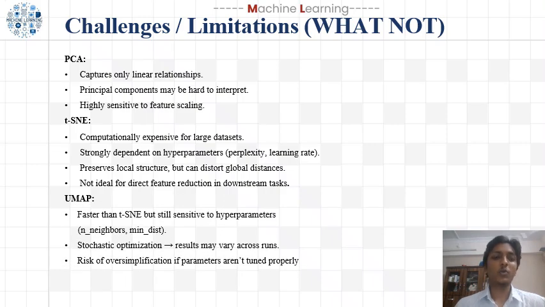Now UMAP. UMAP is faster than t-SNE but sensitive to hyperparameters. If we mess up the hyperparameters, the visualization can be very scattered. Now, the stochastic optimization, which means results may vary across runs. Risk of oversimplification if parameters aren't tuned properly.